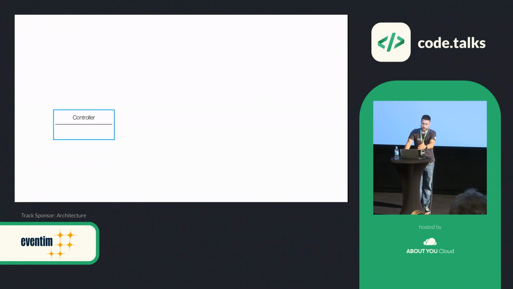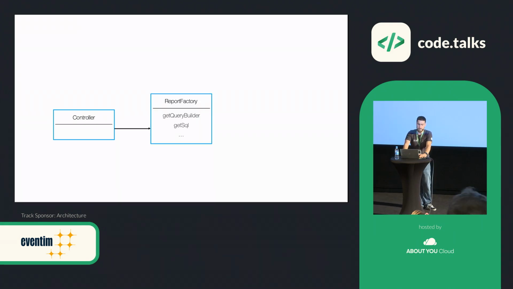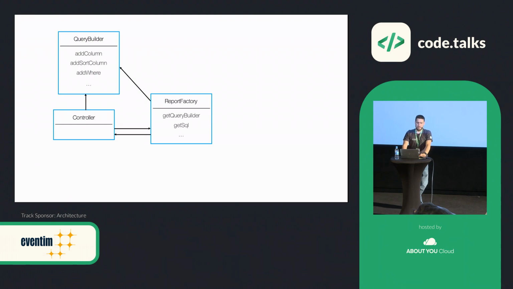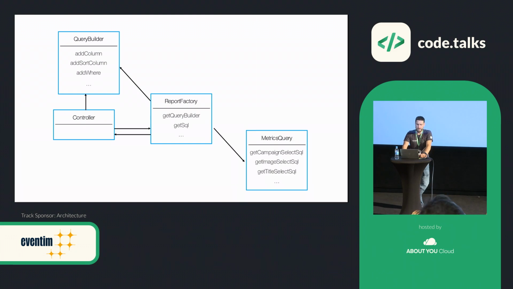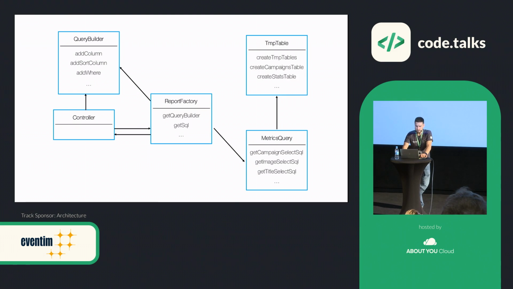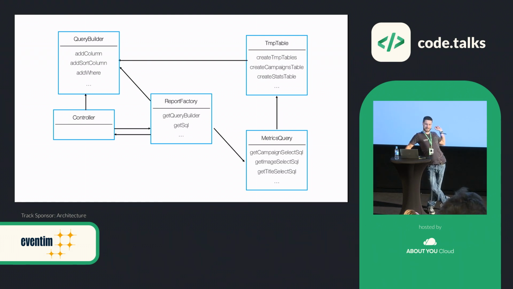So let's have a look at what we've got here. We've got the controller, which has a dependency on the report factory because it's a client of it and it uses it. The report factory has a dependency on the controller because it needs to pass in what it wants. Both of them have got a dependency on that query builder thing that we've got. The report factory has a dependency on that metrics query, and then the metrics query thing has a dependency on the temporary table, and just for good measure, the temporary table has a dependency on the query builder as well. It's rubbish, isn't it, to be honest? It's rubbish.